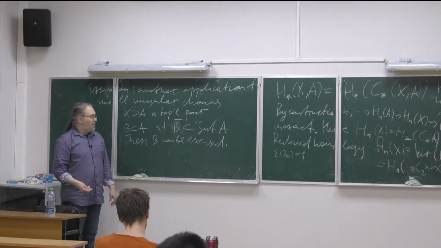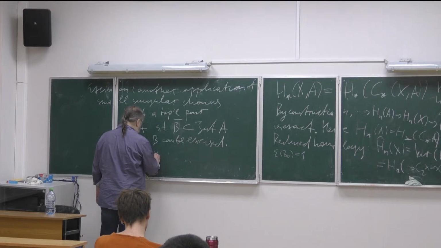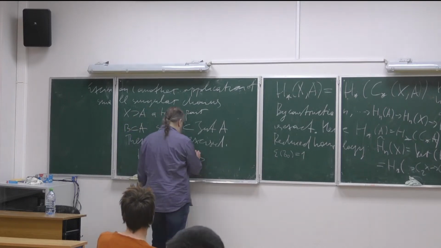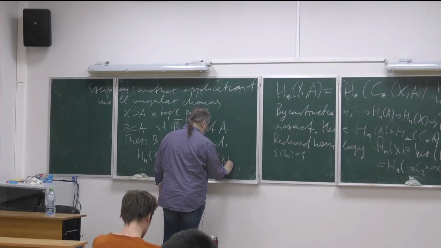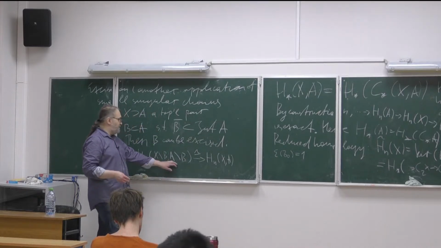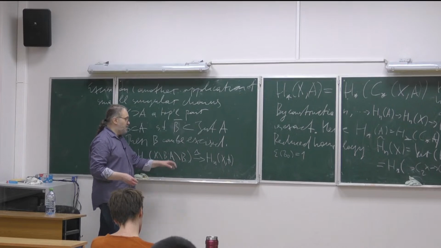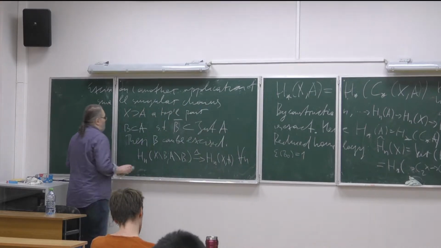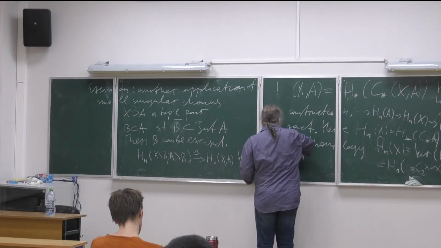Now, what does this mean? Well, this means the homology of X minus B, A minus B, the map of homology of X minus B mod A minus B to the homology of X mod A is an isomorphism for all n. Well, let's see why this is true.